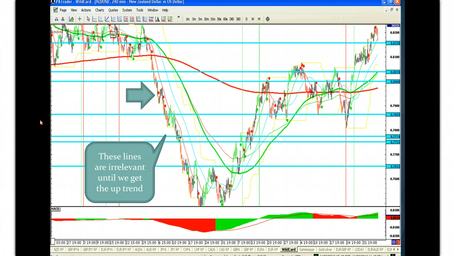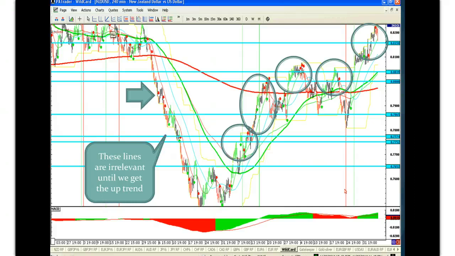Now, these lines to the downside don't mean anything because they were supports in the past, but they mean everything in the move to the upside. So there they are, there they are, there they are, there they are, and there they are. And the space between those lines is where your trade exists. It is the only place your trade exists.